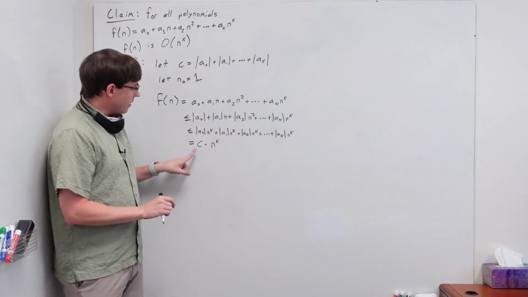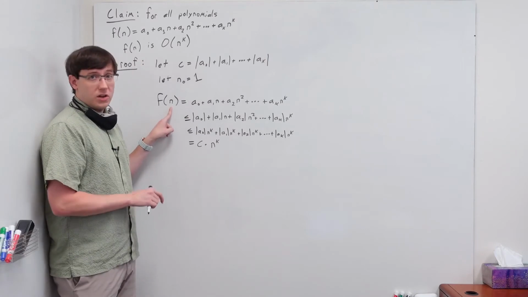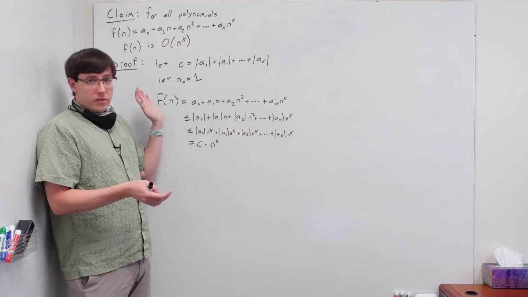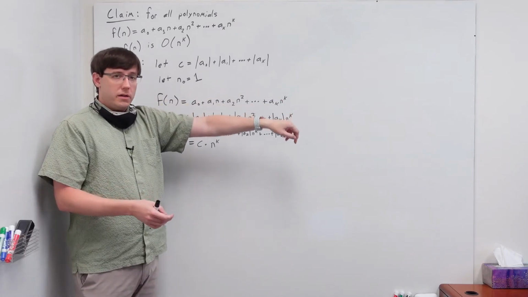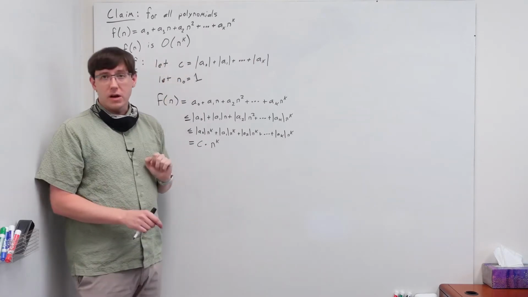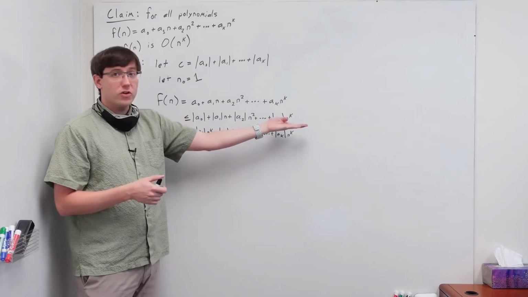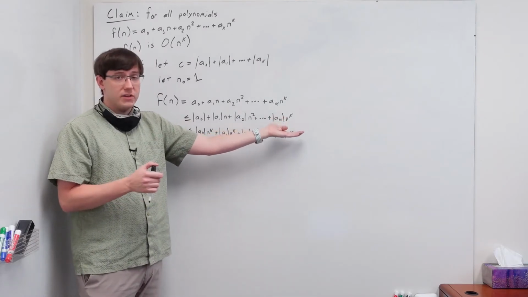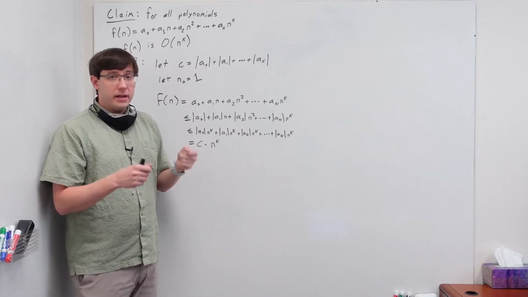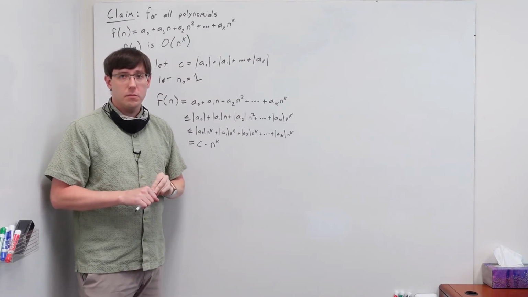And so we have that c times n to the k is at least as large as f for all inputs n that are at least 1. And so we've shown that f is big O of n to the k. And since we did this for an arbitrary polynomial in terms of its coefficients, we know that for any polynomial, it is big O of n to the degree of the polynomial.